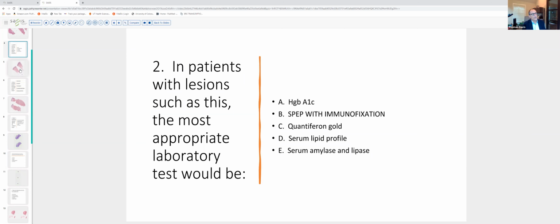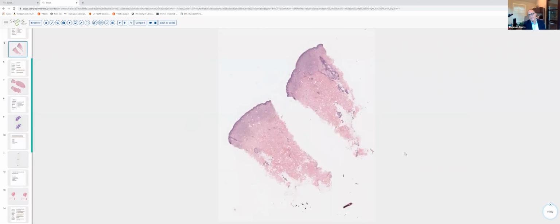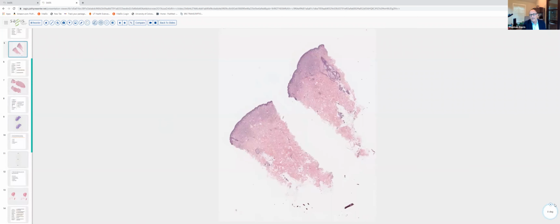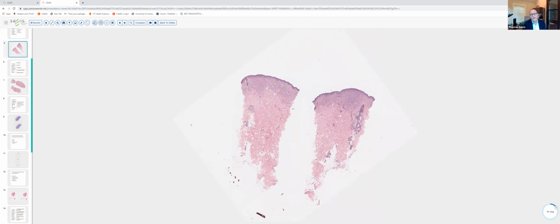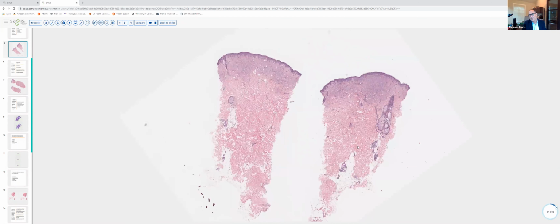Okay, moving on to slide number 3. Slide number 3, we have a punch biopsy. Let me just tilt the slide a little. And this punch biopsy was obtained from the upper trunk near the neck. And one can see the epidermis is largely uninvolved. And within the upper reticular dermis, we can see that there's an infiltrate. Clearly, it's a little more cellular in this area.